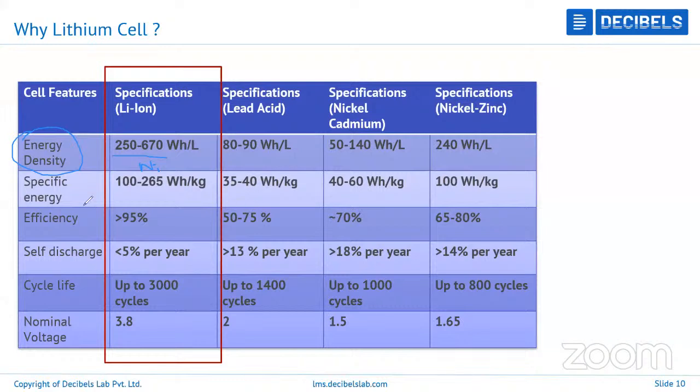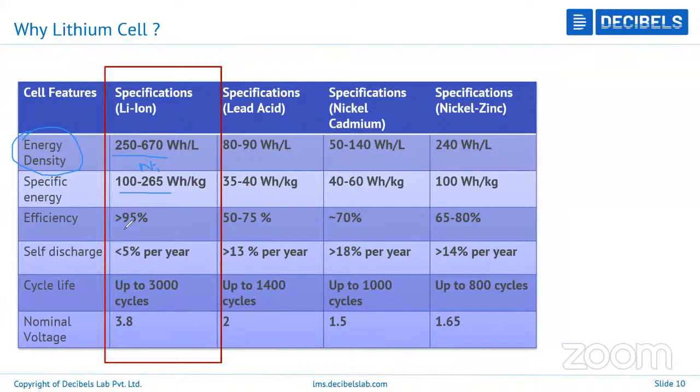Specific energy. Along the same lines, how much energy it can store per unit mass of the cell. So per kg of the cell or per gram of the cell, how much energy it can store. Again, lithium ion is the highest, and the reason is the amount of nickel present inside. Compared to all these chemistries, lithium ion has extremely high amounts of nickel. That is the contributing factor to the very high amounts of energy.